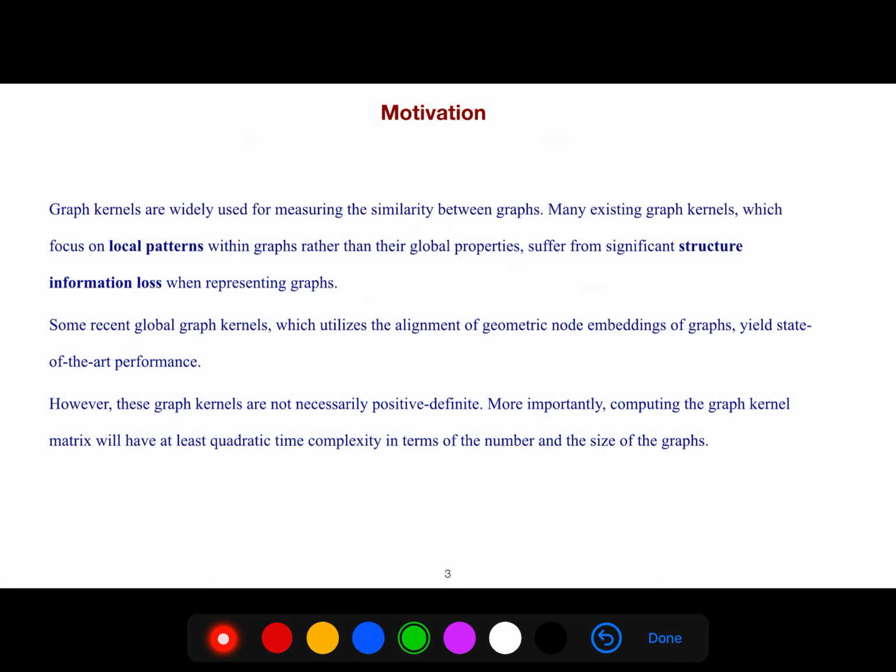Graph kernels are widely used for measuring the similarity between graphs. Many existing graph kernels, which focus on local patterns within graphs rather than their global properties, suffer from significant structure information loss when representing graphs. Some recent global graph kernels, which utilize the alignment of geometric node embeddings of graphs, yield state-of-the-art performance. So existing graph kernels just focus on local properties and ignore the global ones.